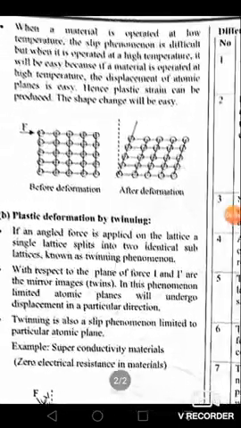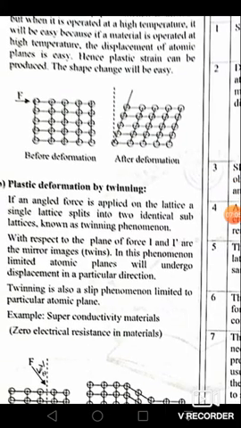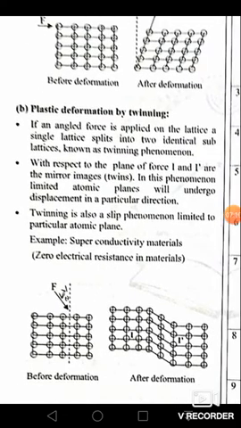Next, when a material is operated at low temperatures, the slip phenomenon is difficult, but when operated at high temperatures it is easy, because high temperature aids the deformation. This is called thermal deformation. Displacement of atomic planes is easy when temperature is applied to a material, hence plastic strain can be produced. The shape change will be easy when materials are subjected to temperature or thermal stress.